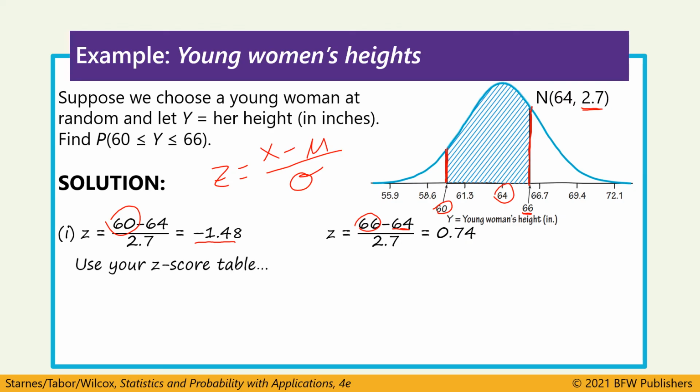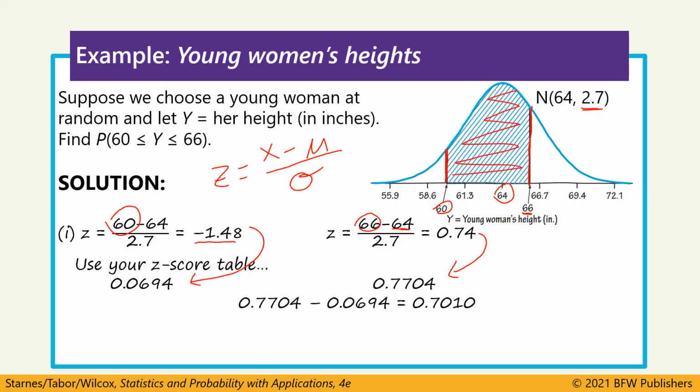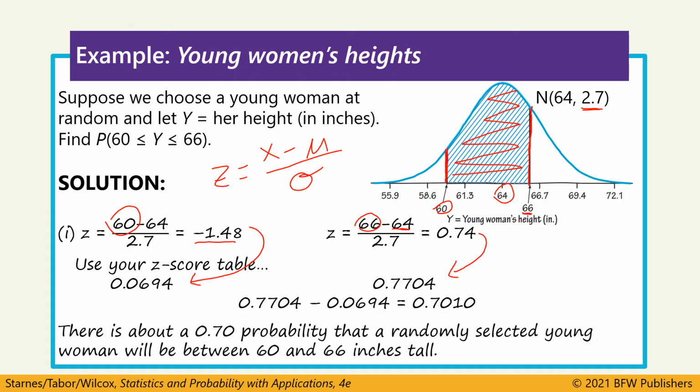We then go to that Z-score table, that yellow table, and we'd look up each of these numbers. We'd see that negative 1.48 corresponds with 0.0694, and this Z-score gives us 0.7704. If we want this area in between those two, we're just going to subtract those two numbers to get our answer. There's about a 70.1% probability that a randomly selected young woman will be between 60 and 66 inches tall.